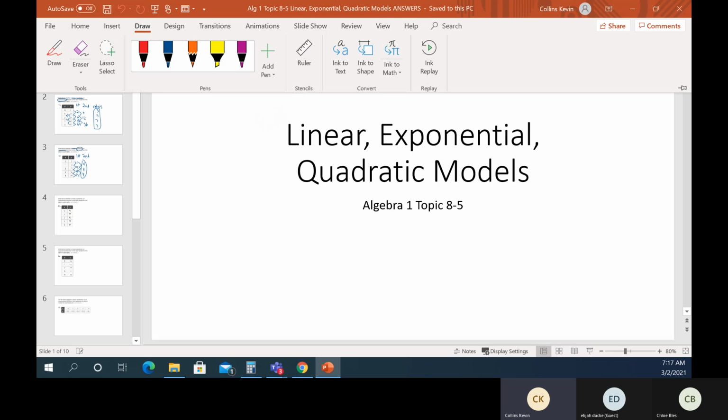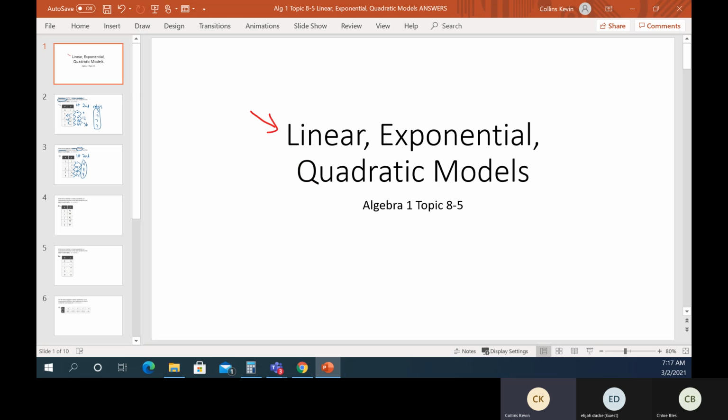For a linear model, we are looking for what they call the first differences. I see this thing is writing weird again. The first differences are the same. When we say first differences, that's the y values. Do the y values go up by the same amount every time? If they do, then we can use a linear equation for the model.